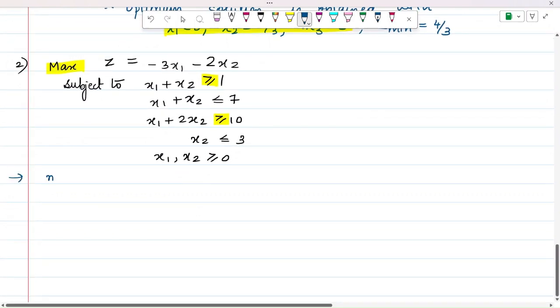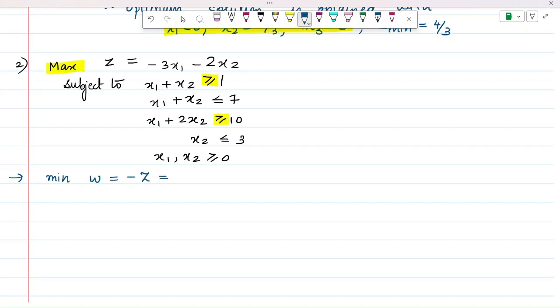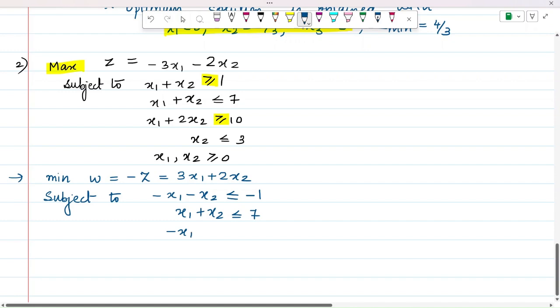So step number one, the question becomes minimize omega, which is negative of z. So when you take negative, you take it on both sides. 3x1 becomes positive and 2x2 also becomes positive. Subject to. The first and the third constraint require multiplication by -1. So negative x1, negative x2, this becomes less than or equal to -1. Second constraint, no change. Third constraint becomes negative x1, negative 2x2, less than or equal to -10. And the last constraint remains again the same.